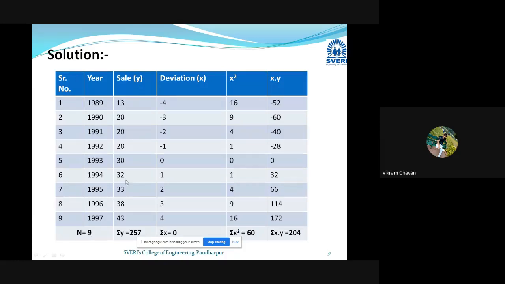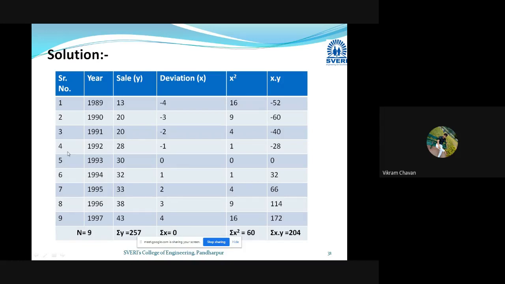Then sales value will be considered as y, that is the dependent variable. So whatever value is provided in the problem, we have to write down over here, and the addition of that particular sales value will be considered as summation of y. Then deviations. So the fourth column is nothing but deviation. Here the total number of years is 9, that is an odd number of years. So the fifth year is the middle year, and the middle year we have considered as the origin.